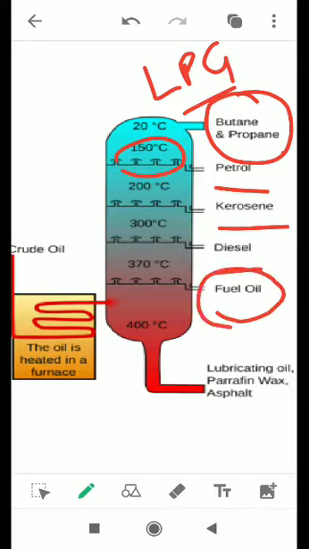Fuel oil is generally organic chemicals, or you can say it is a heavy oil. And last is the residue, which has the highest boiling point. It contains lubricating oils, paraffin wax, and the asphalt.